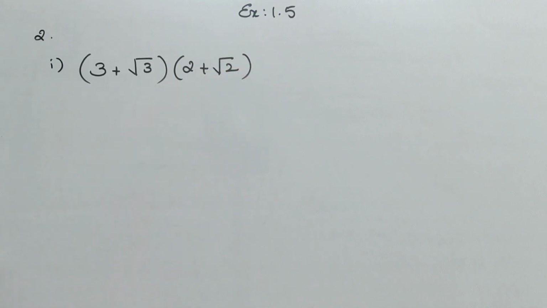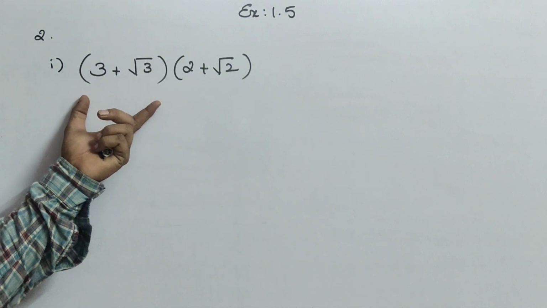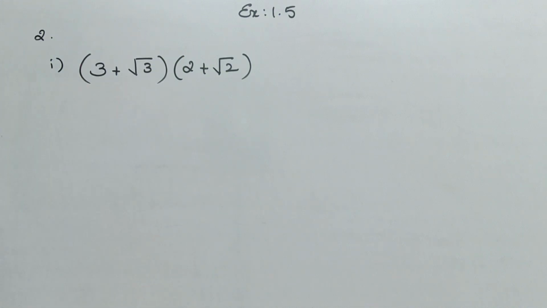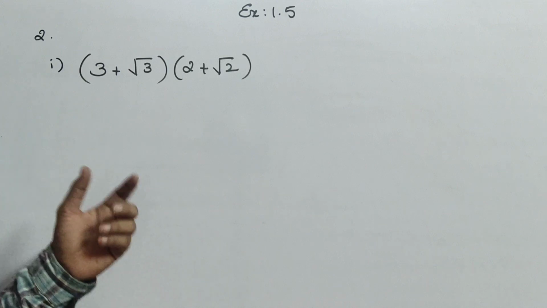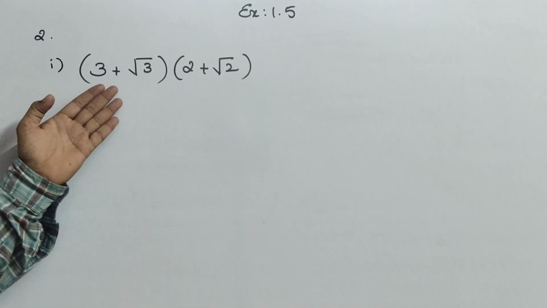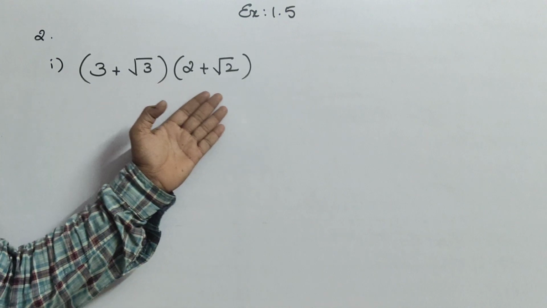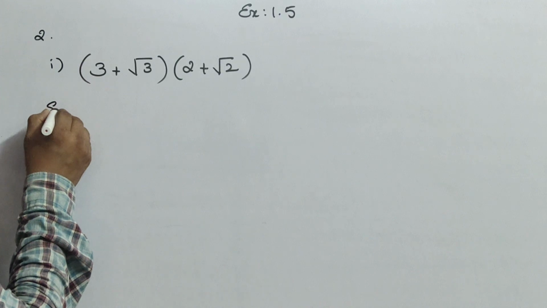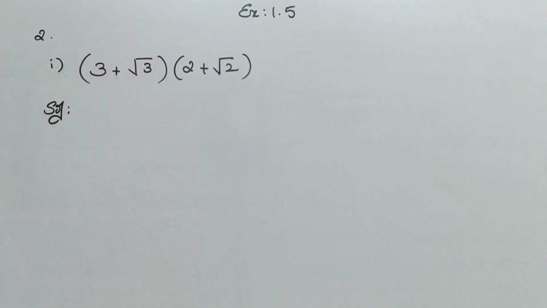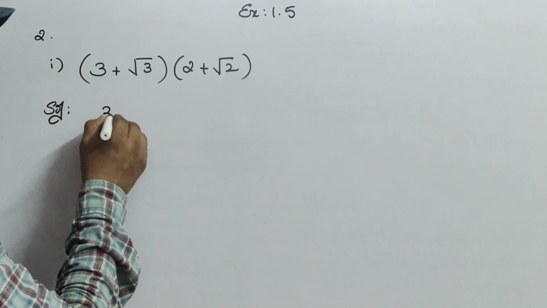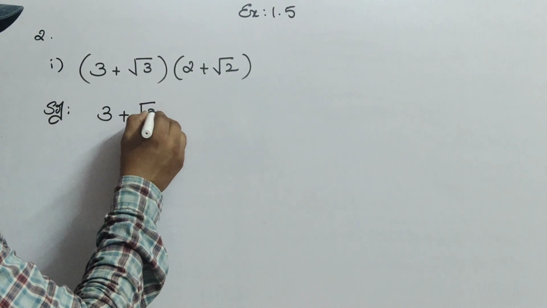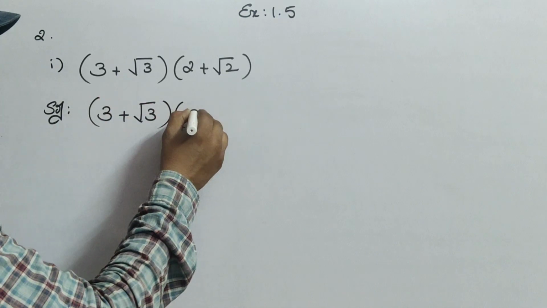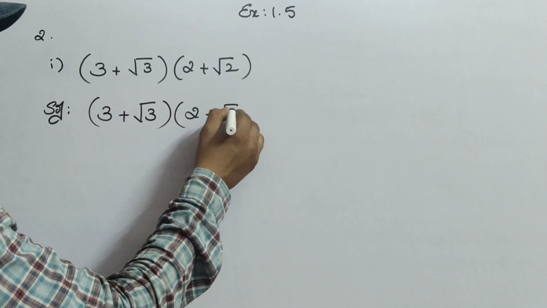Here you have to observe very clearly. First, does it belong to any identity or not? Means like (a plus b) whole square, (a minus b) whole square, or (a plus b) into (a minus b). But if you observe clearly here, 3 plus root 3 and 2 plus root 2 are both different. And you know, in 8th standard, you learned algebraic multiplication. See here: listen very carefully, 3 plus root 3, 2 plus root 2.